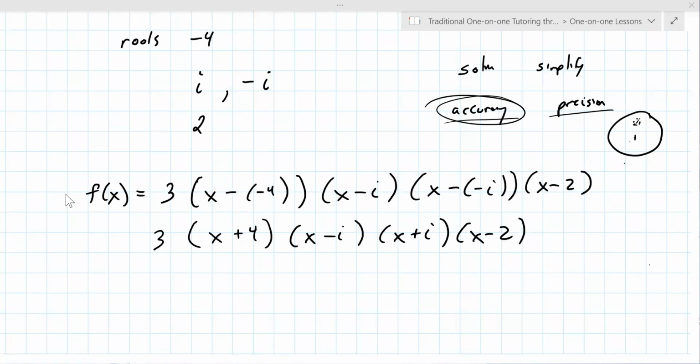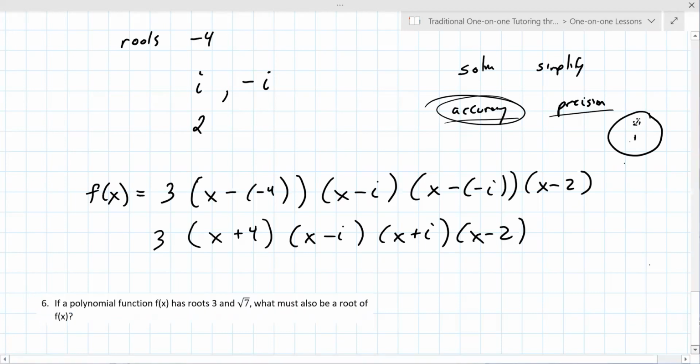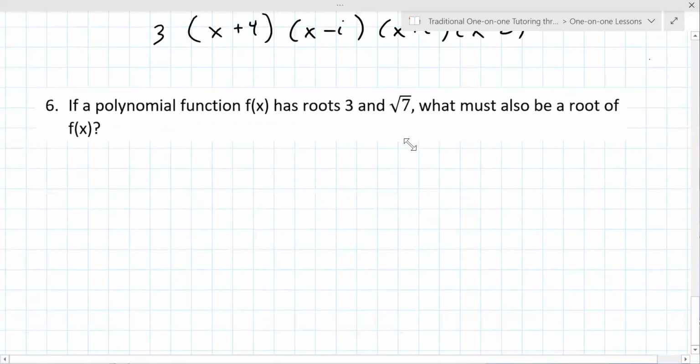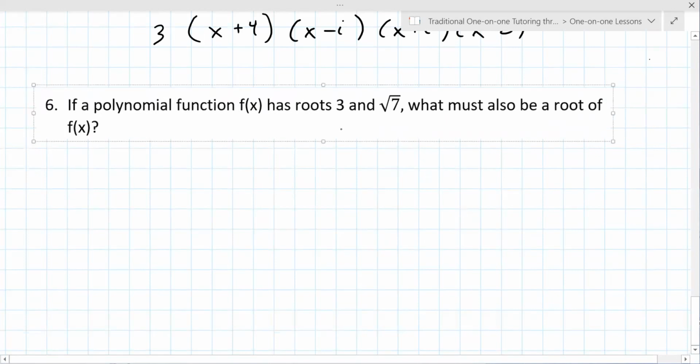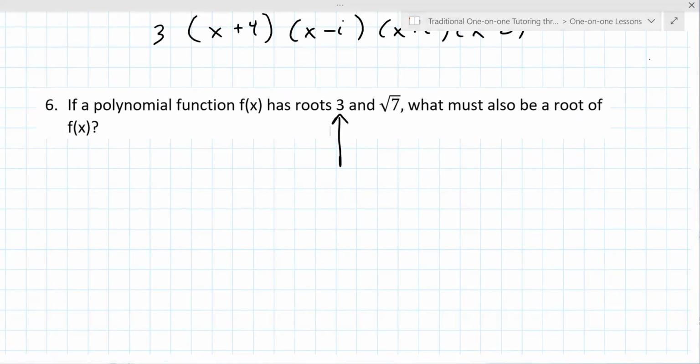All right, let's look at 6, and I kind of already answered this question from earlier. You're looking at 3, and basically 3 doesn't pair up with anything. But what about square root of 7? Square root of 7, you have to have the negative of it because it's not a whole number. Yeah, the square root of 7 comes with a pair, minus square root of 7. That was a pretty easy one, I guess, once you figure it out.